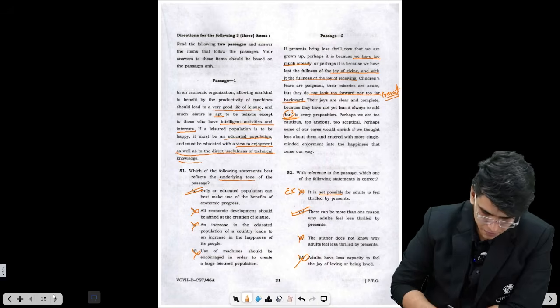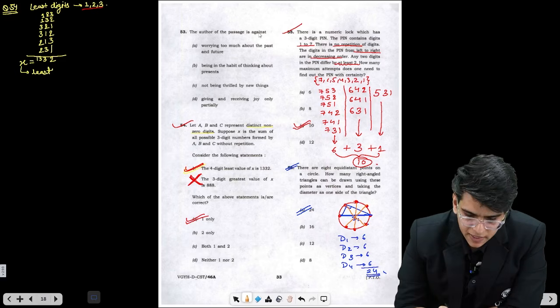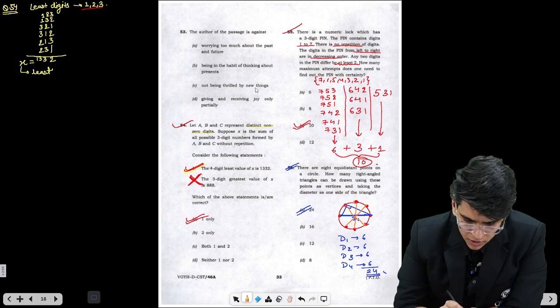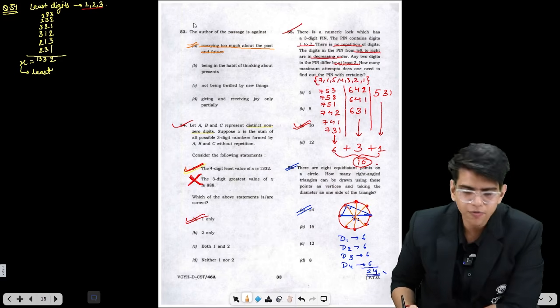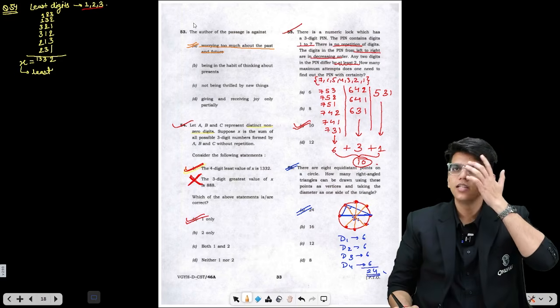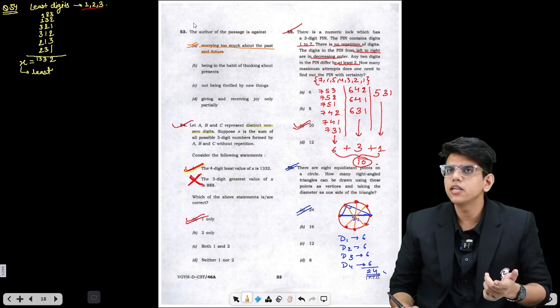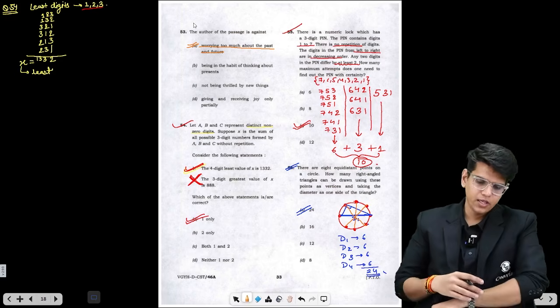Let's continue. The author of the passage is against worrying too much about the past and future, being in the habit of thinking about presents, not being thrilled by the new things, giving and receiving joy only partially. Basically, he is worried about worrying too much about past and future. That's why he gave you an example of the children as well, right? Children do things differently. They don't think about the past or future too much.